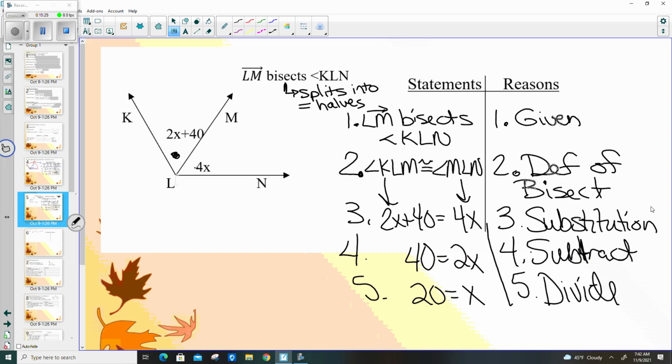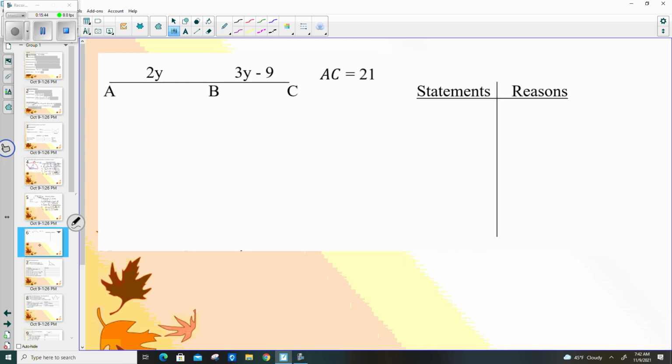Okay, so geometry concept there was knowing what the word bisects meant, so that we could write a geometry statement of angle KLM congruent to angle MLN, then we could substitute in the algebra and tell why each step of the algebra happened. Okay, one more. One more algebra one.